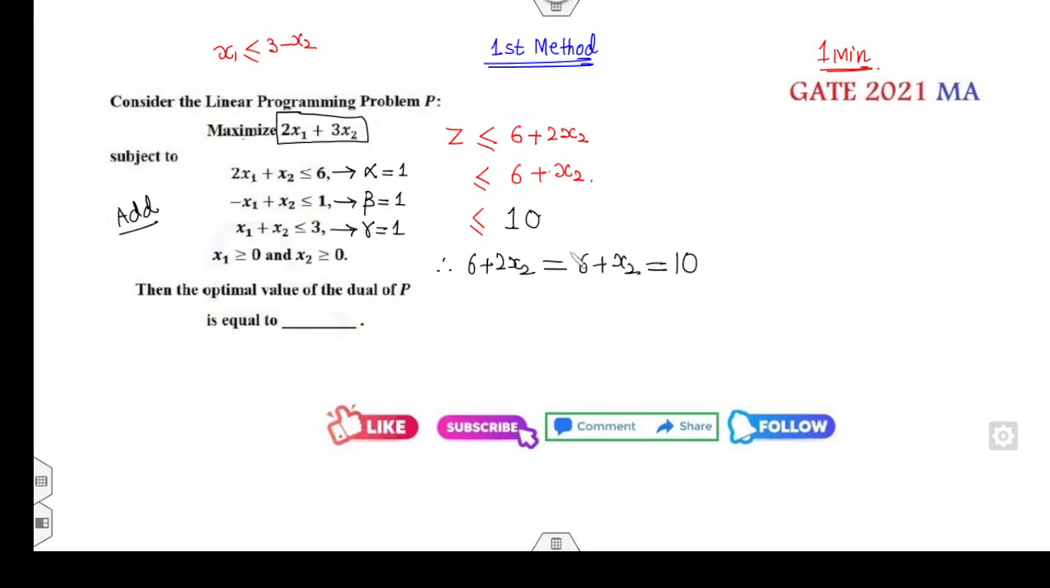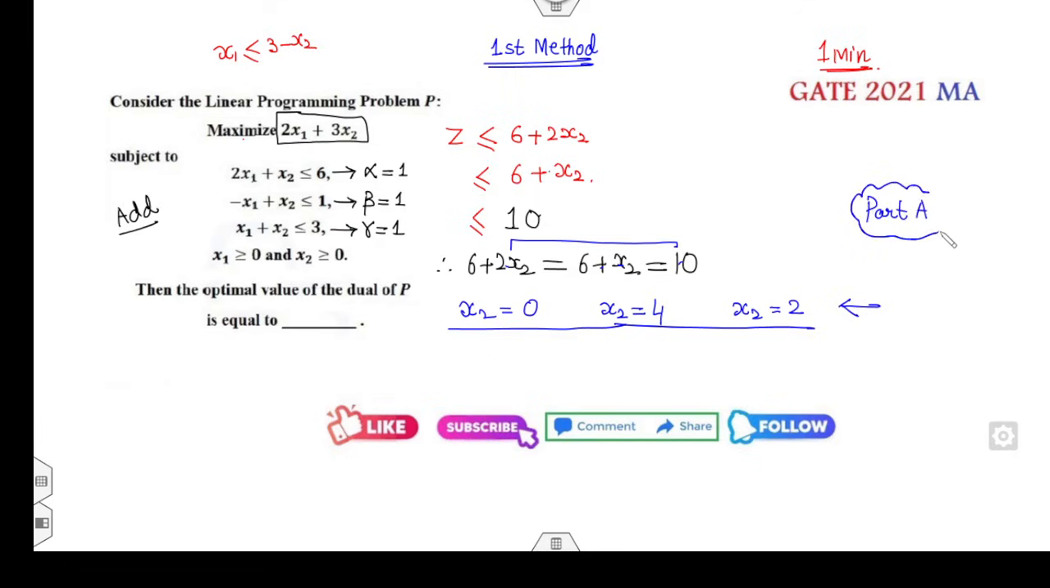Now find the value of x2. तो पहले by using the first and second, x2 will be 0. From the second and the third, x2 will be 4. From the first and the third, x2 will be 2. Fine. अब when it will be the optimal solution? ये optimal solution कब होगा? When I can use the part A shortcut tricks.